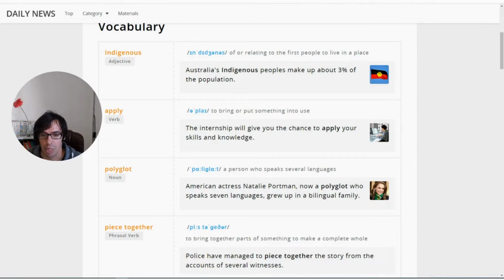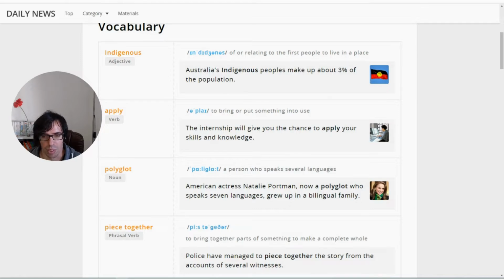So now we have pieced together. I'm going to speed up now just because I just want you to have an idea of what it might look like, but this part would probably be quicker than it's coming across. So piece together, this is a phrasal verb, piece together, to bring together parts of something to make a complete whole.